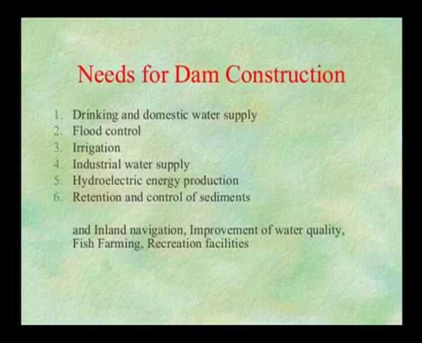Needs for dam construction: drinking and domestic water supply, flood control, irrigation, industrial water supply, hydroelectric energy production, retention and control of sediments, and inland navigation, improvement of water quality, fish farming and recreation facilities. So, one of the main reasons for dam construction is agriculture and irrigation. Some areas do not get any water and they do not have sufficient groundwater to supply for them. So, they are dependent on other forms of water to irrigate their fields and farms.